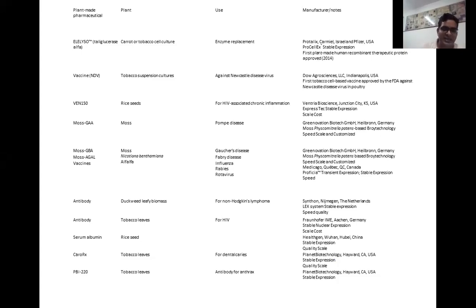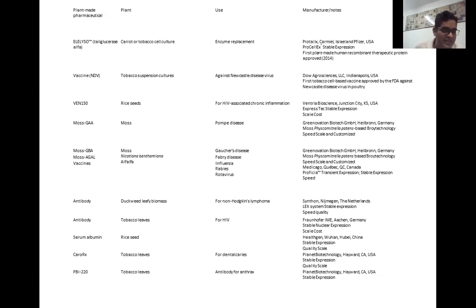There are many companies, like Pfizer, Israel, USA, which are producing these molecules, these pharmaceutical products, from plants. They are also developing vaccines. You can develop a vaccine from tobacco suspension culture. Tobacco suspension culture can be used for vaccines, for example against the Newcastle disease virus.